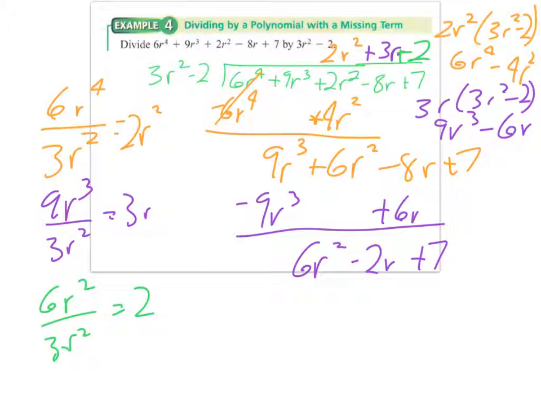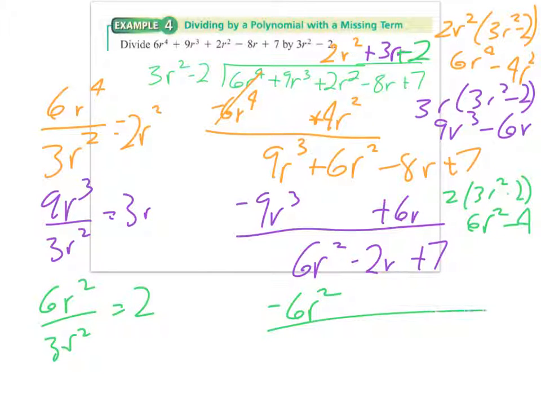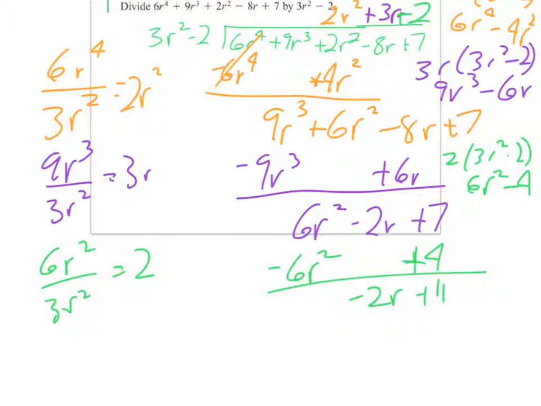I need to multiply the 2 by 3r squared minus 2. I get 6r squared minus 4. So I'm subtracting those. So subtracting the 6r squared, add the 4. So I get a negative 2r plus 11. So there's my remainder. And let's look at how we would write that out.